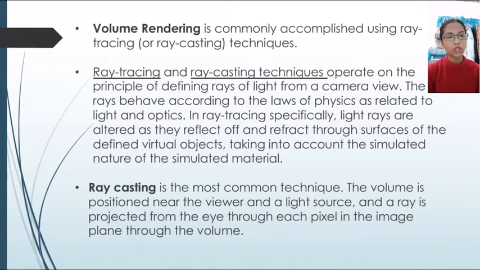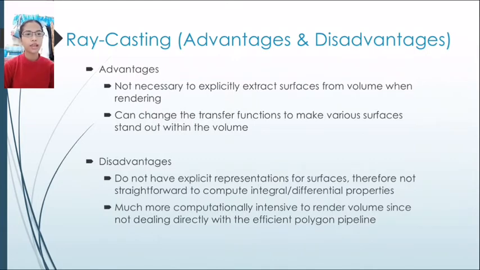The volume is positioned near the viewer and the light source, and a ray is projected from the eye through each pixel in the image plane through the volume. Ray casting advantages and disadvantages. Advantages: not necessary to explicitly extract surfaces from the volume when rendering. Can change the transfer functions to make various surfaces stand out within the volume. Disadvantages: do not have explicit representations for surfaces, therefore not straightforward to compute integral or differential properties. Much more computationally intensive to render volume since not dealing directly with the efficient polygon pipeline.